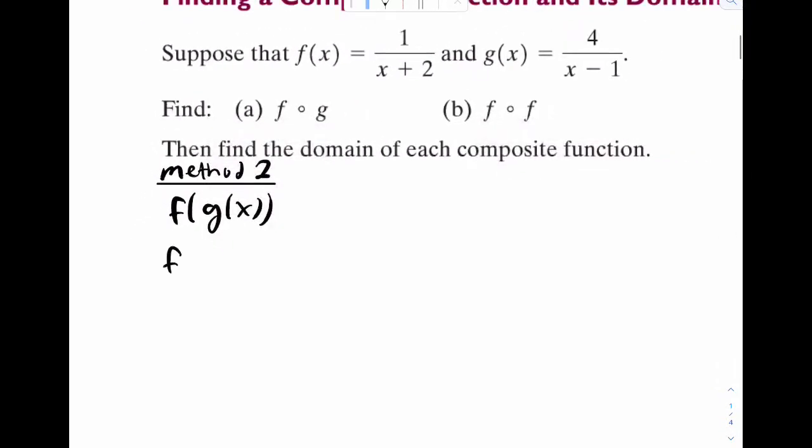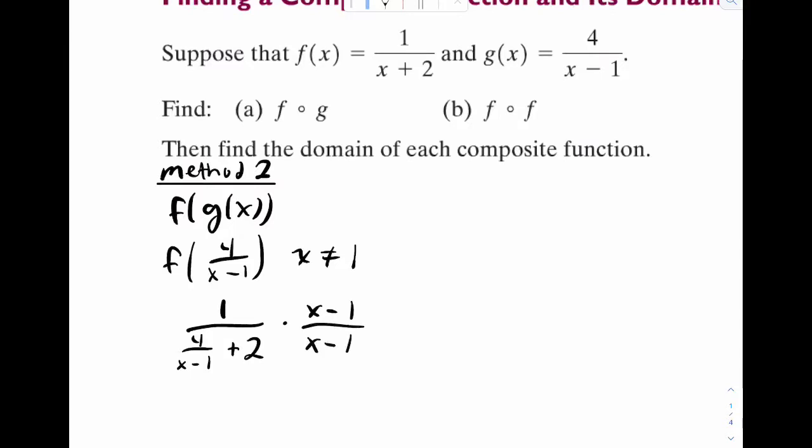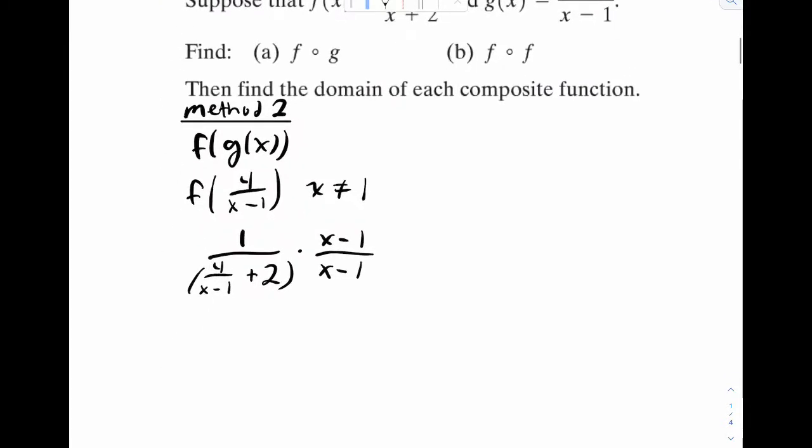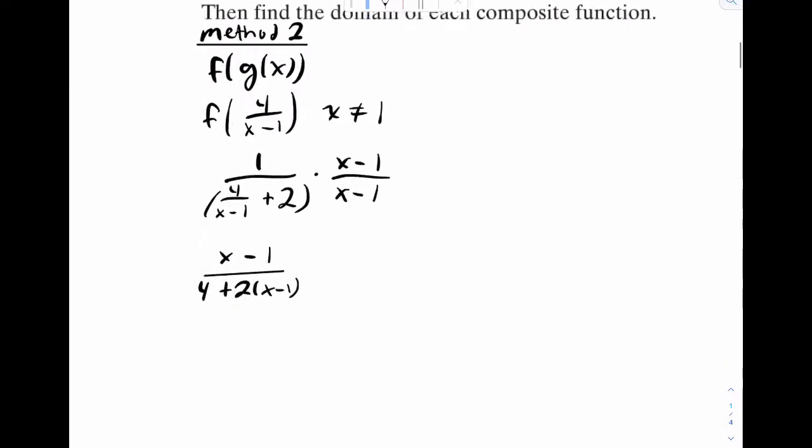So we're going to write f, and I'm going to write g is 4 over x minus 1. At this point, you pause, you look at this thing, and you notice that x can't be 1. Okay, so we'll make a note of that. Can't be 1. Now I proceed, and we're going to plug this in to your f function. So 1 over 4 over x minus 1 plus 2. We have a complex fraction, so we got to get rid of that. Multiply top and bottom by x minus 1. And we're going to get x minus 1 over 4 plus 2 times x minus 1.